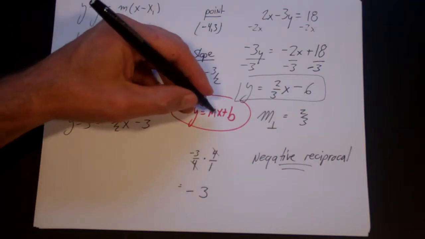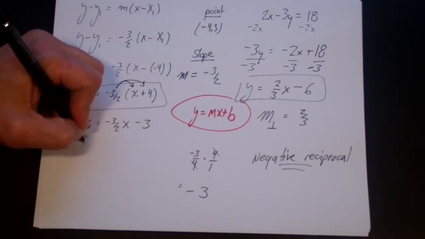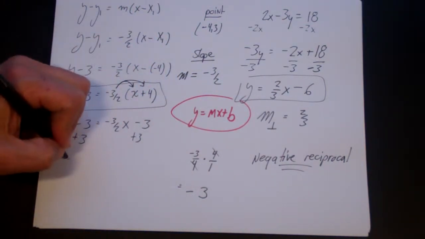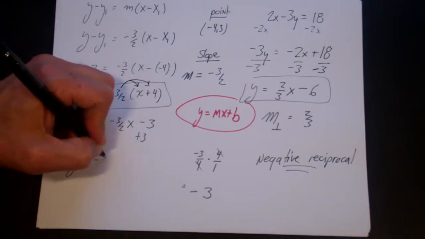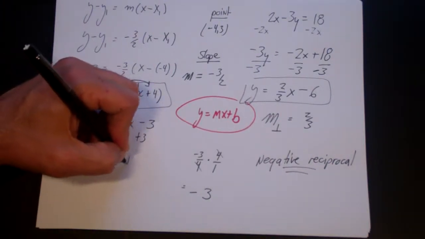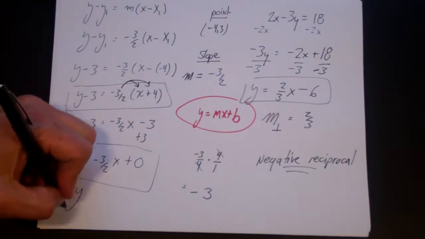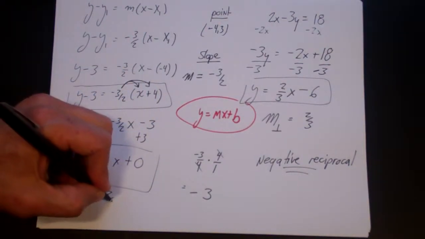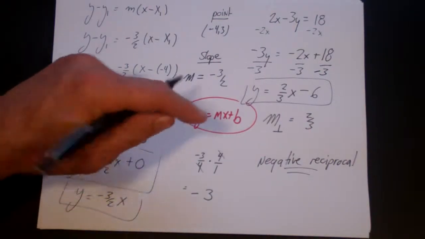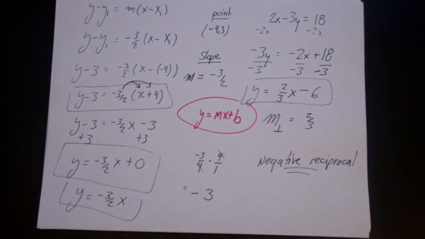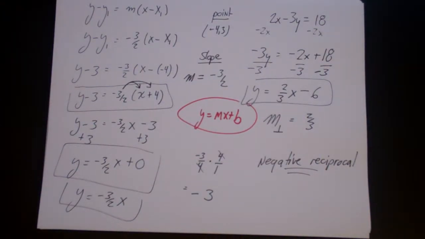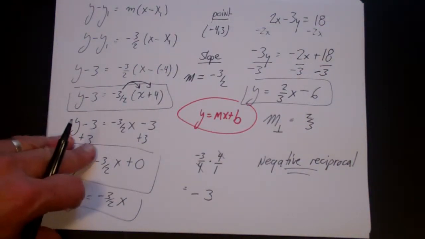And now to write out y equals mx plus b, what I'm going to do is add a 3 here and add a 3 here. This is going to be y is equal to minus 3 halves x plus 0. You don't need the 0 there. If you want to write it just y is equal to minus 3 halves x, that's fine. The b in y equals mx plus b is just a 0. And that's how you write the equation of a line given a point and a perpendicular line.